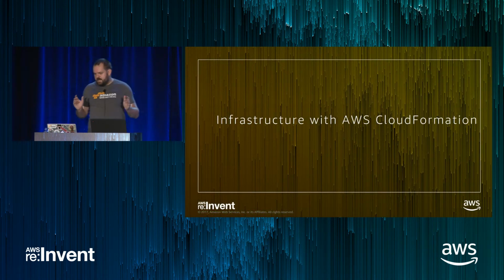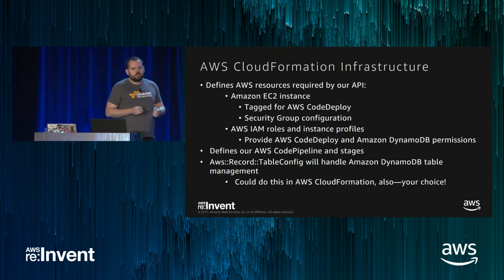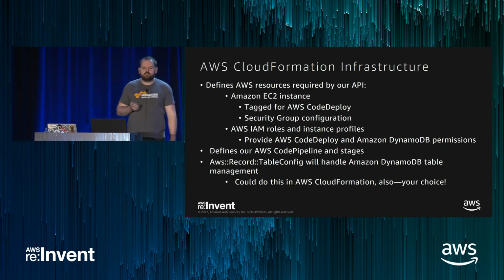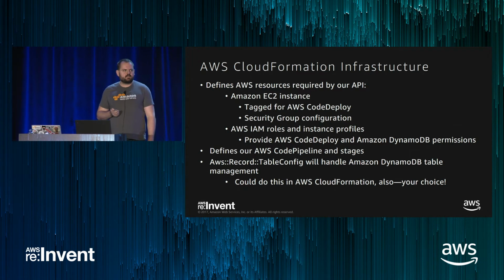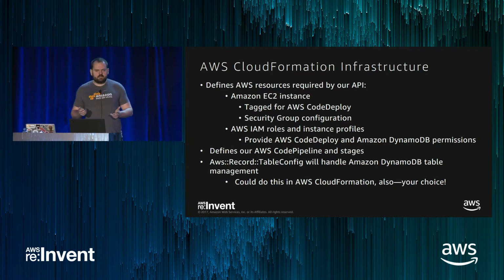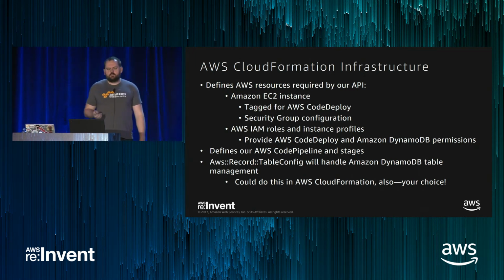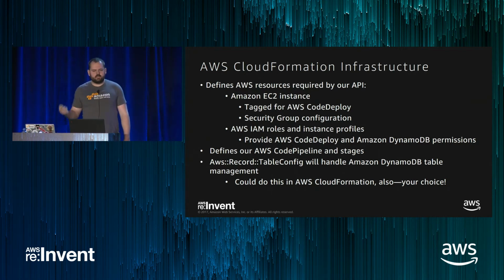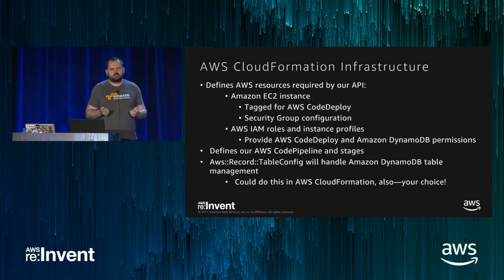Okay, so now we have an application. The next thing I want to talk about is how can we build an infrastructure around it? So there's a lot of ways to do this, but today we're going to talk about AWS CloudFormation. So for those of you not familiar, CloudFormation helps you define the AWS resources that you need for your application. So for our API, we would need an Amazon EC2 instance. Since we're going to be using code pipelines, we're going to make sure that instance is tagged for AWS CodeDeploy. We're going to configure its security groups. We're going to provide identity and access management roles and instance profiles.